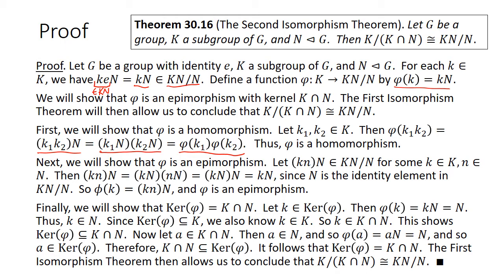Now we want to show that phi is an epimorphism, so we're going to show that it is surjective. Okay, so we take some element that is in the codomain. So the codomain here is Kn mod N. So we're selecting a random element from that, which is going to look like this for some little k in big K and little n in big N. Okay, and then we want to show that there is some element in the domain, which is K, that will produce that output from phi.